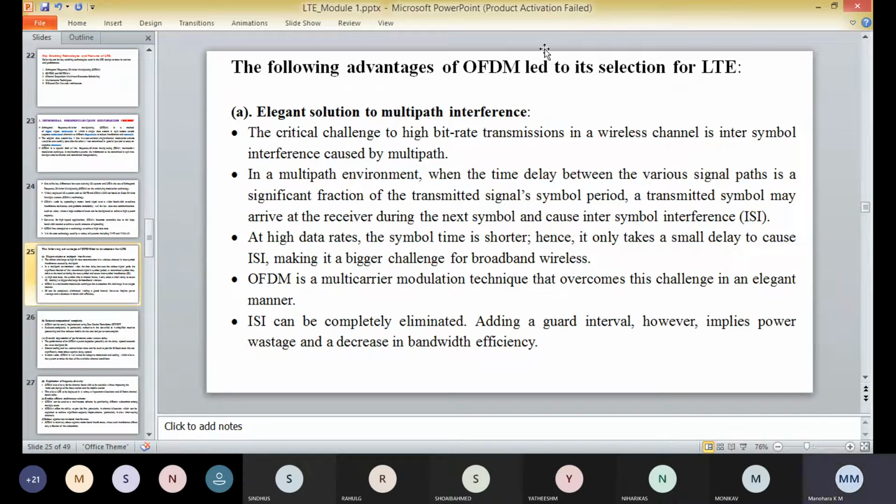Here it reduces the computational complexity. OFDMA can be easily implemented using FFT, as the computational requirements grow with data rate or bandwidth. The computational complexity of OFDMA can be shown as capital O.